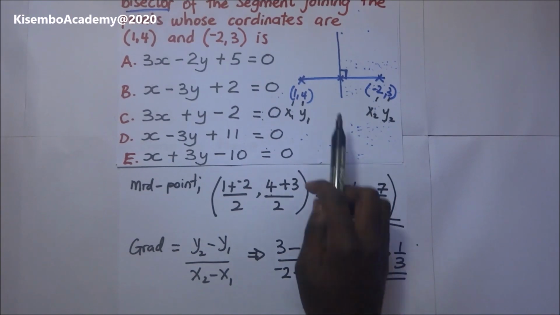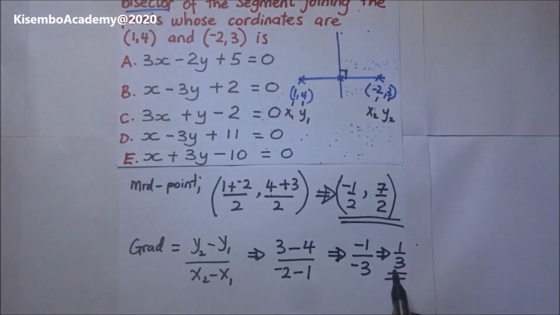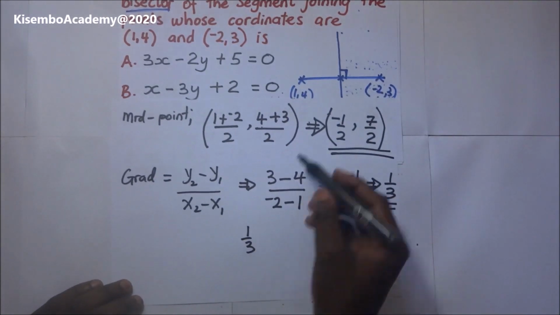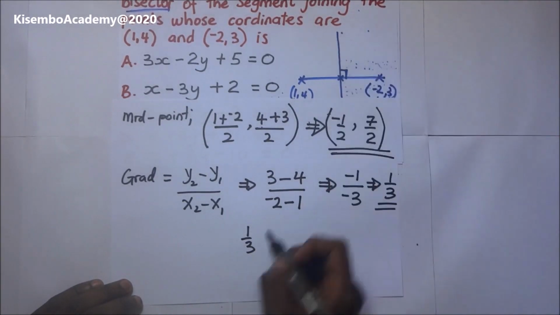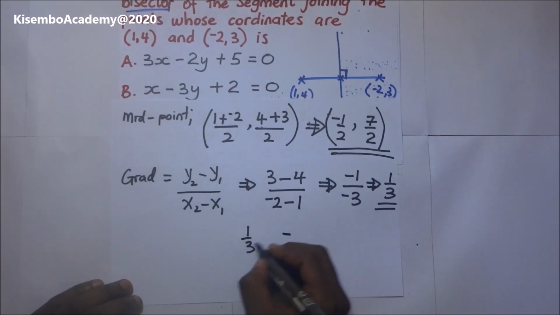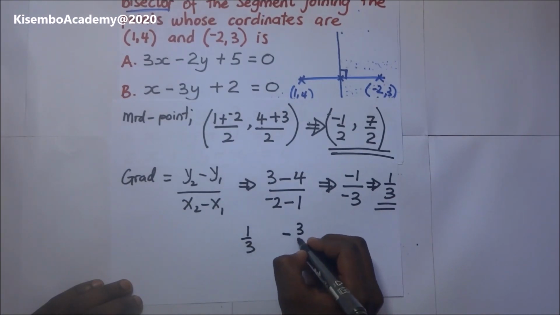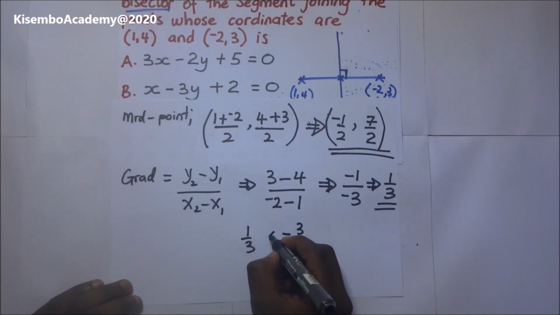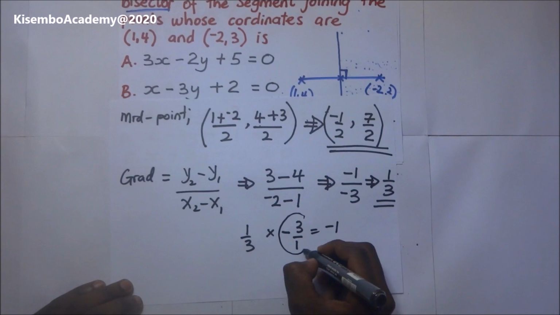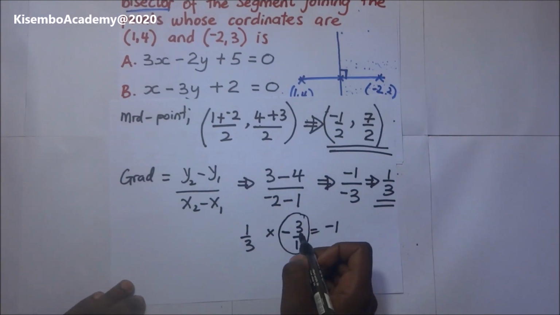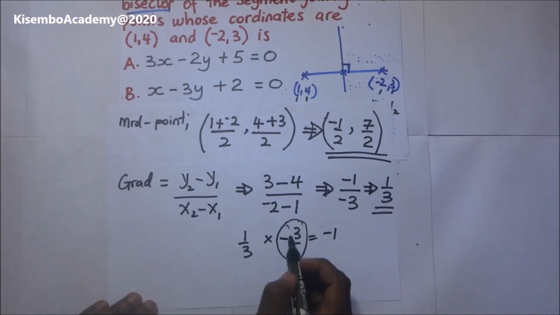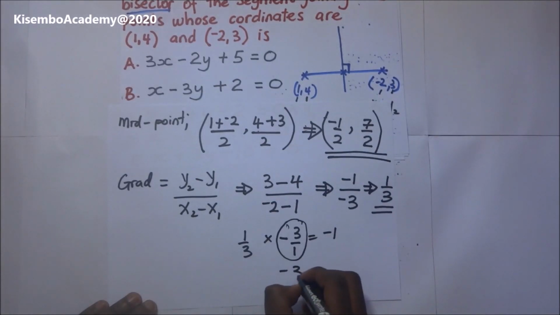So the gradient of this line is a third. Now, if the gradient of this line right here is a third, it means the gradient of the perpendicular bisector is the negative reciprocal of this. So it's going to be the negative reciprocal, which is -3/1, because when you multiply this by that, it's supposed to give us -1. So it is -3/1, or -3. So the perpendicular bisector's gradient is -3.